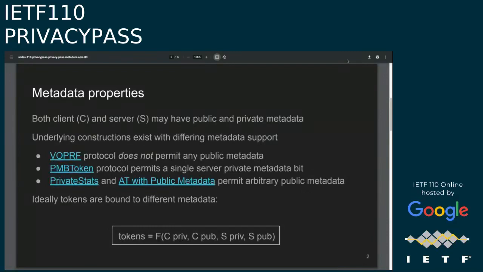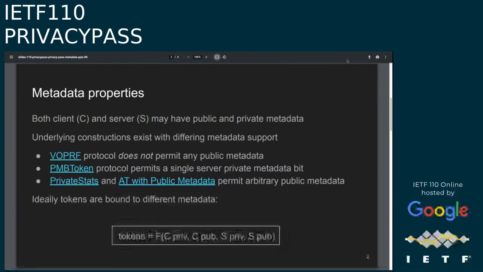Right, so there are different types of metadata. Both the client and server can have metadata, either public or private. The metadata might also be verifiable or non-verifiable, depending on what type of data it is. The existing cryptographic primitives allow, to some degree, different types of metadata. For example, the VOPRF construction that Privacy Pass is currently built on does not allow any public metadata from the client or server, with the exception of using per-metadata-bit private keys, but that doesn't scale well.